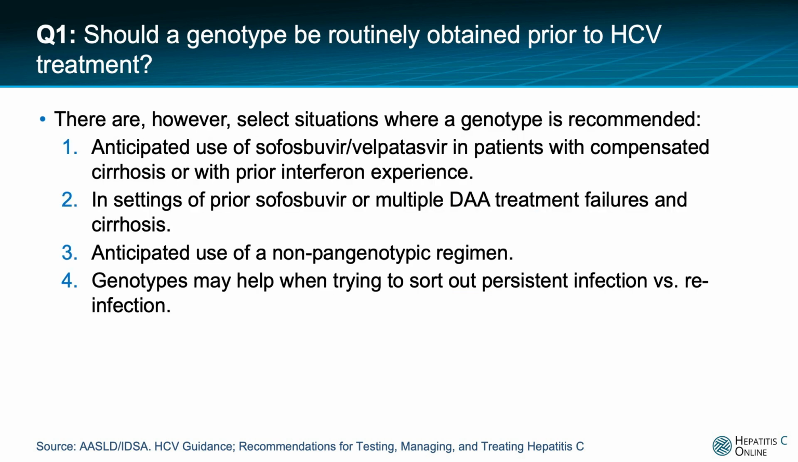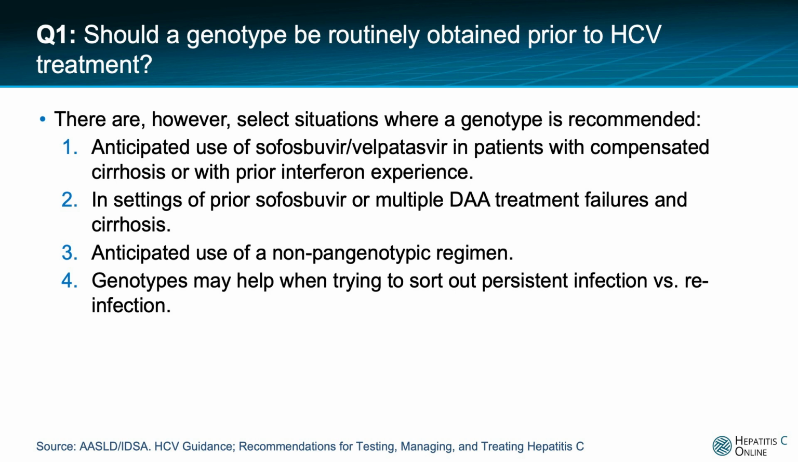There are, however, select situations in which a genotype is needed to make the optimal choice of direct-acting antiviral treatment, either due to the possibility of underlying resistance-associated substitutions that affect cure rates, due to better treatment outcomes with the addition of ribavirin, or due to the use of a non-pangenotypic regimen.